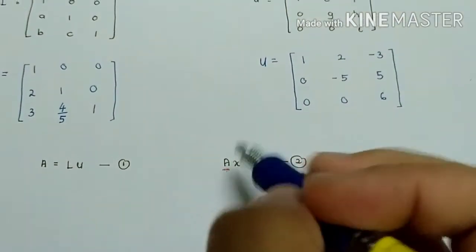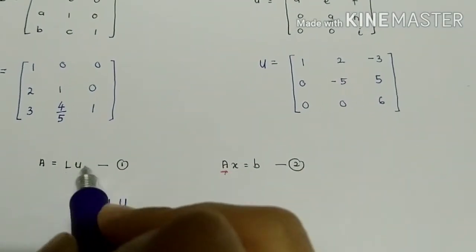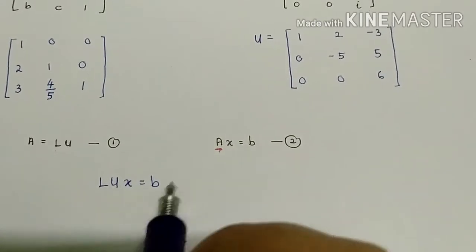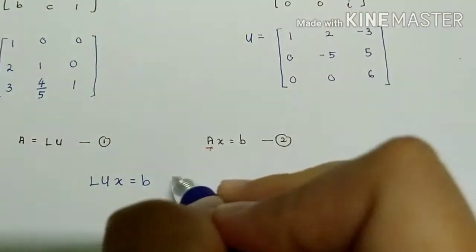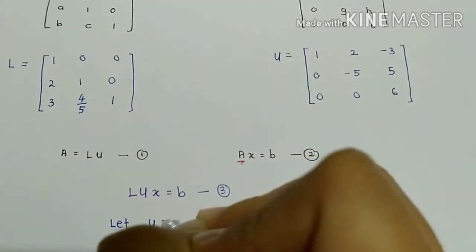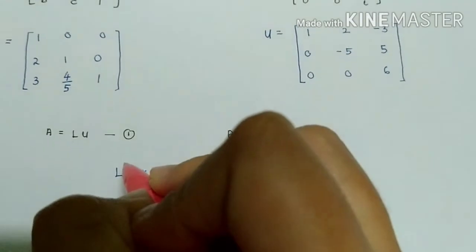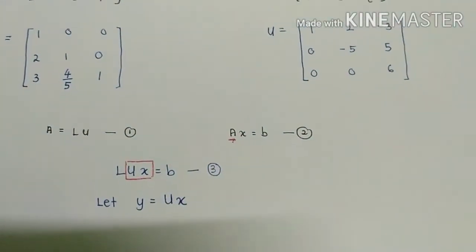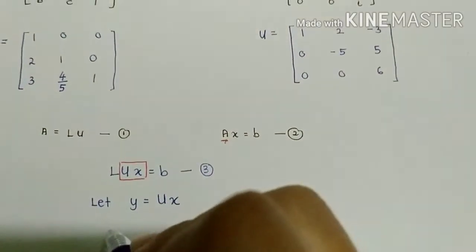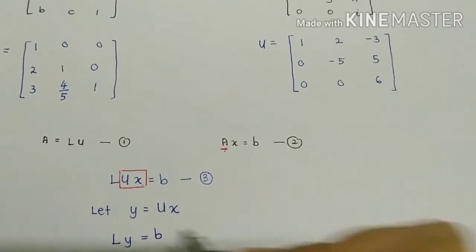So our new equation from AX equals B is LU, because A equals LU, and then X equals B. So this is our new equation, LUX equals B, which I denote as equation 3. Then we let Y equal UX. From equation 3, we have LUX equals B. For the left side, we have UX, which we can substitute with Y, because Y equals UX. So our new equation is LY equals B.